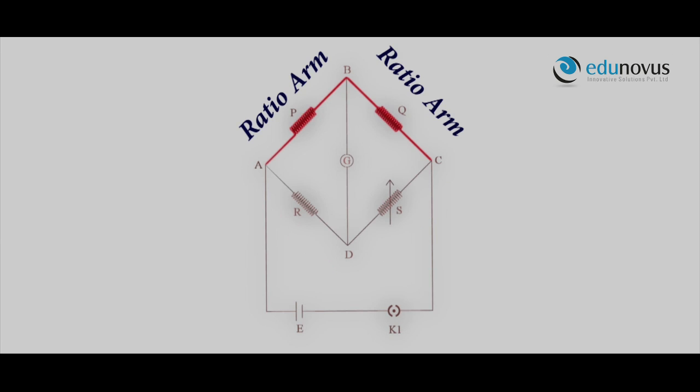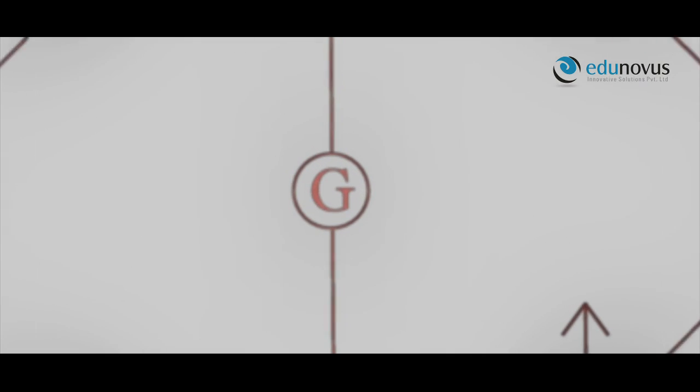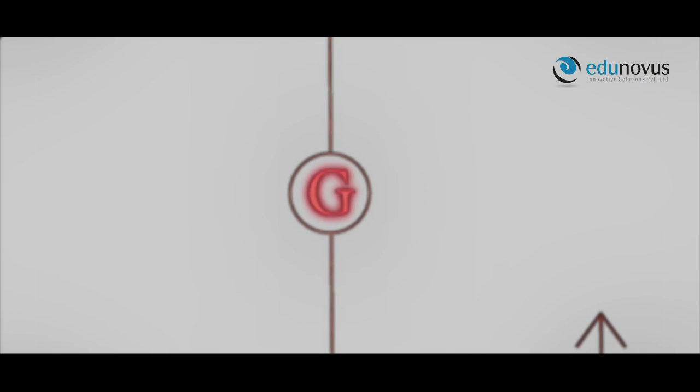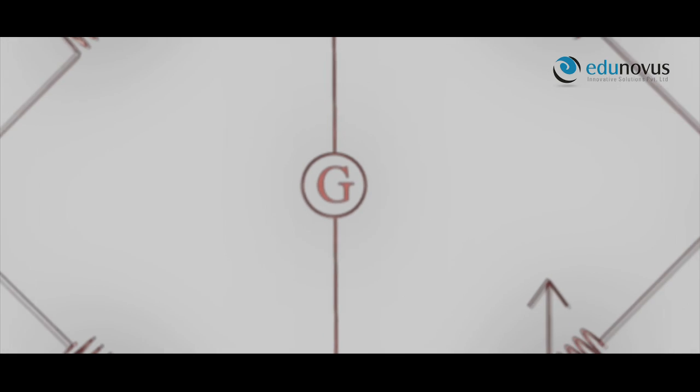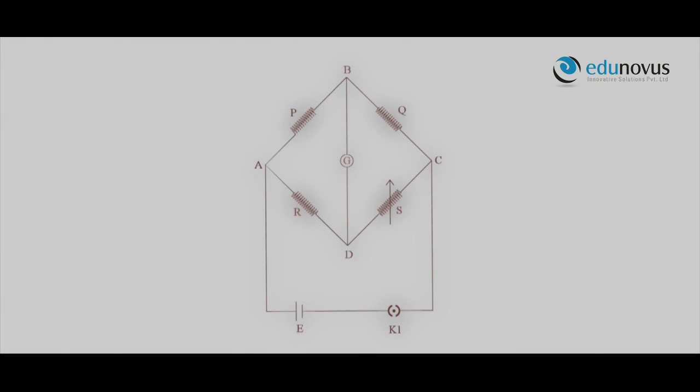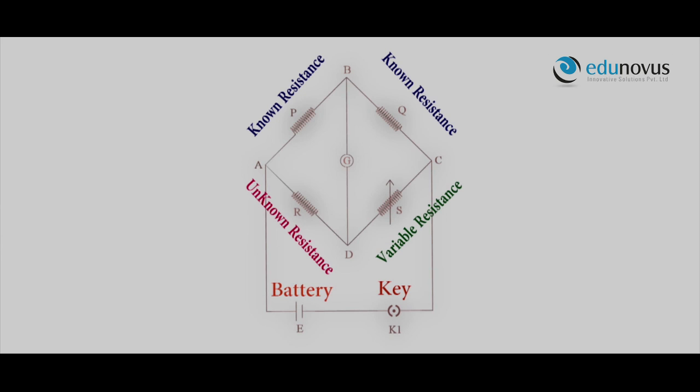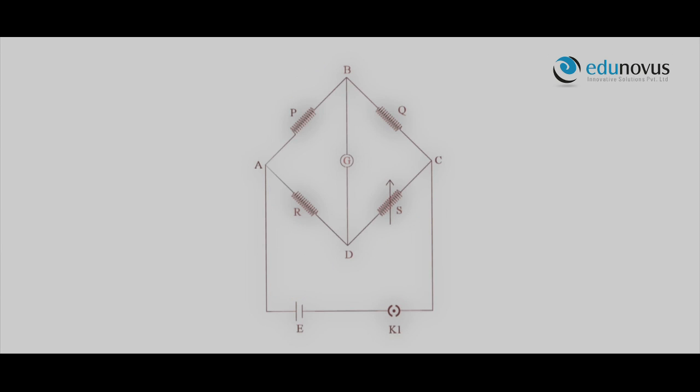The arms AB and BC are known as ratio arms. A sensitive galvanometer G is connected across the terminals B and D. A battery and a key is connected across the other 2 terminals A and C. This is the general arrangement of a Wheatstone bridge. Now, let us see the application of the Wheatstone bridge.